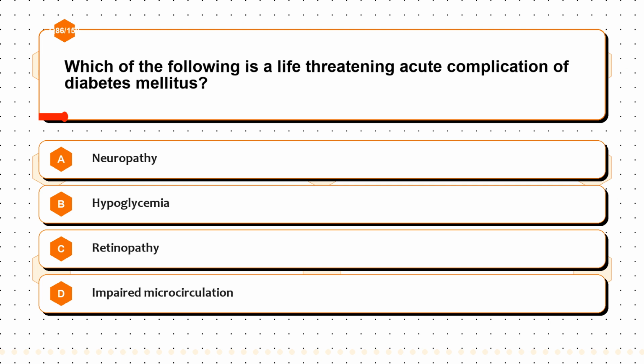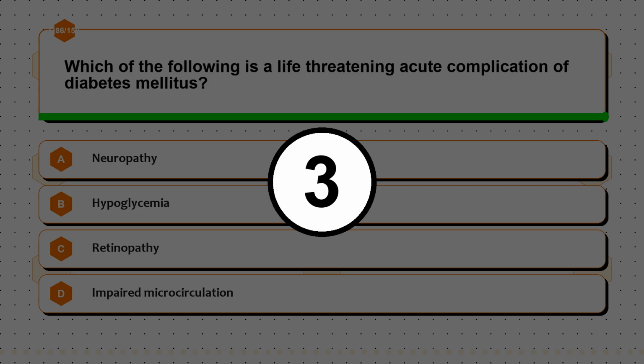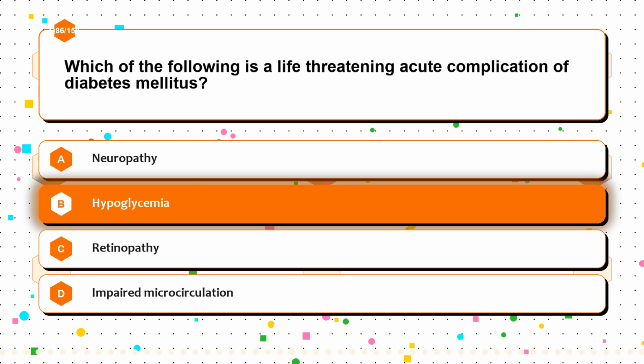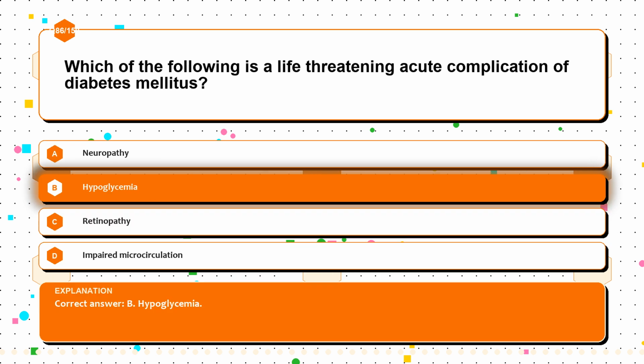Question 86. Which of the following is a life-threatening acute complication of diabetes mellitus? Here are the options. Option A, neuropathy. Option B, hypoglycemia. Option C, retinopathy. Option D, impaired microcirculation. The correct answer is option B, hypoglycemia.